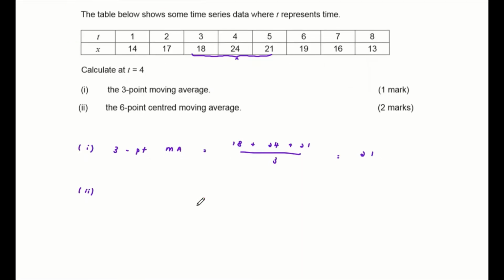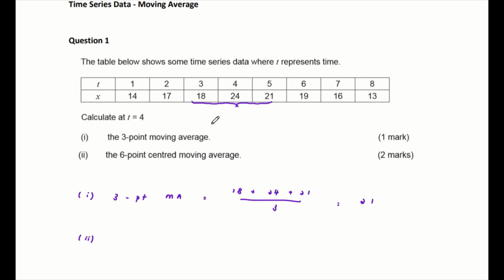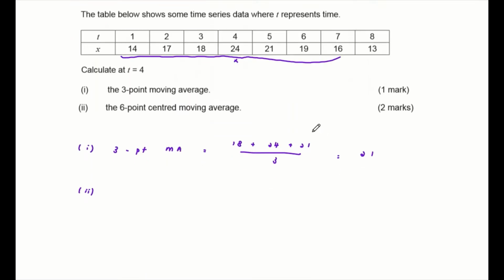Okay, number 2 is the 6-point centered moving average. From the shortcut formula that you have, if we are doing a centered moving average for 6 points, we will use 7 points. Your center is here, so there will be 3 points in front and 3 points after. So 1, 2, 3, 4, 5, 6, 7, and your answer is in the middle. Then we need to half the first one and the last one. This is from the shortcut formula.